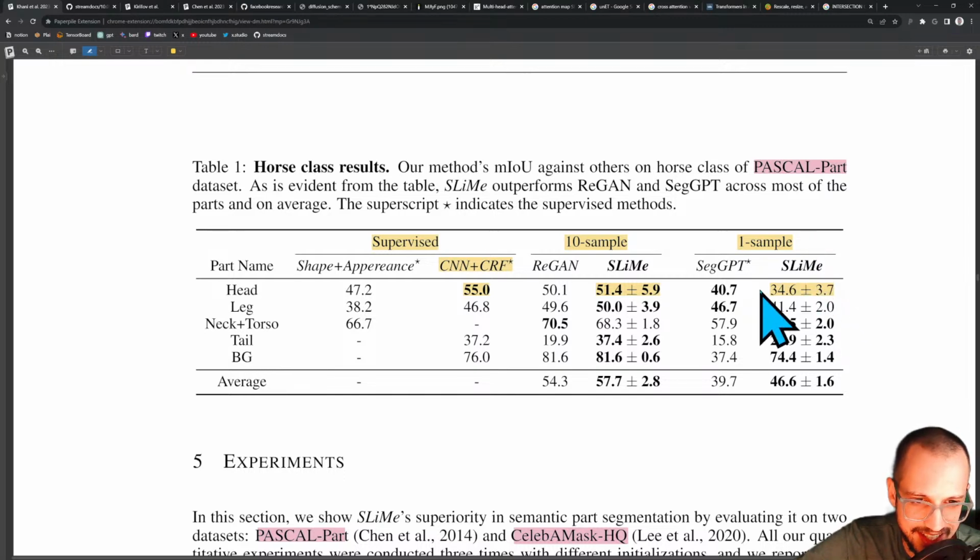Ooh, maybe these examples are a little bit cherry-picked. I don't know. I would have thought that the 1 sample would have worked just as well as the 10 sample, maybe just a little bit worse, but the fact that it's sometimes significantly worse, that's not good. That's not good, guys.